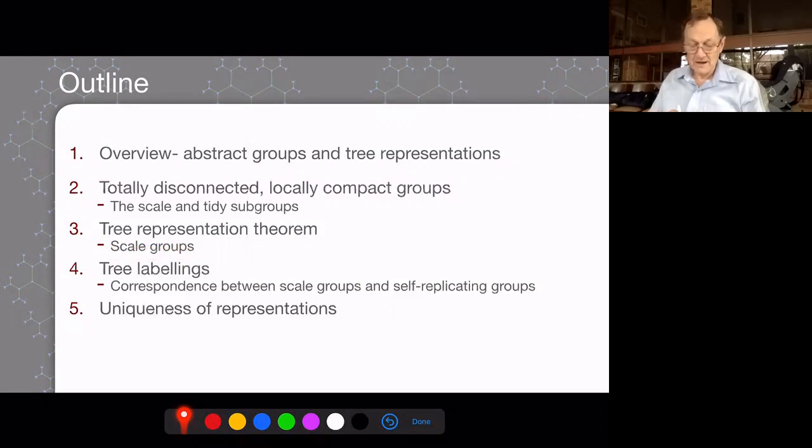The next part is probably the longest part of the talk. There I'll be talking about specific labellings of the vertices of the trees and a correspondence between scale groups and self-replicating groups that comes about through those labellings. And then at the end, I'll say something about the uniqueness of these different representations of the groups.